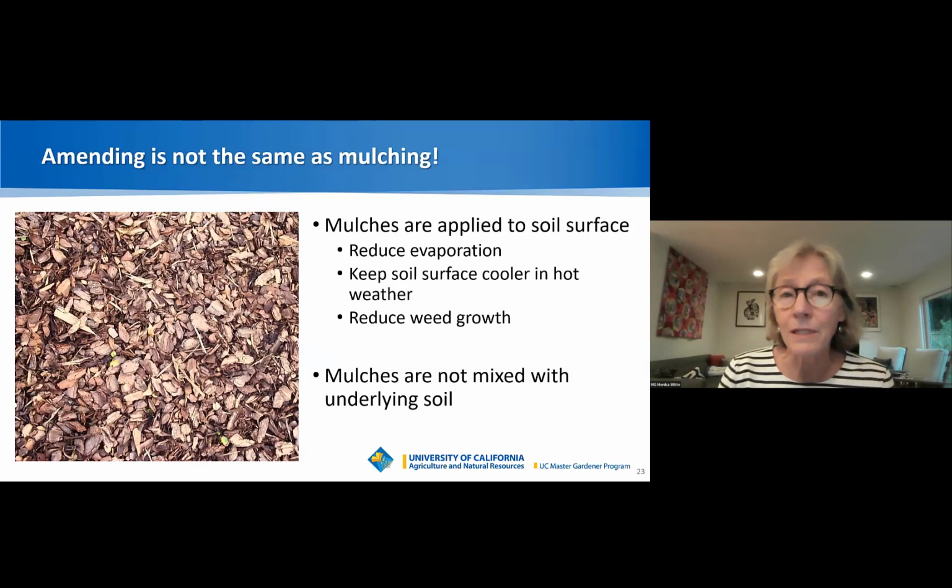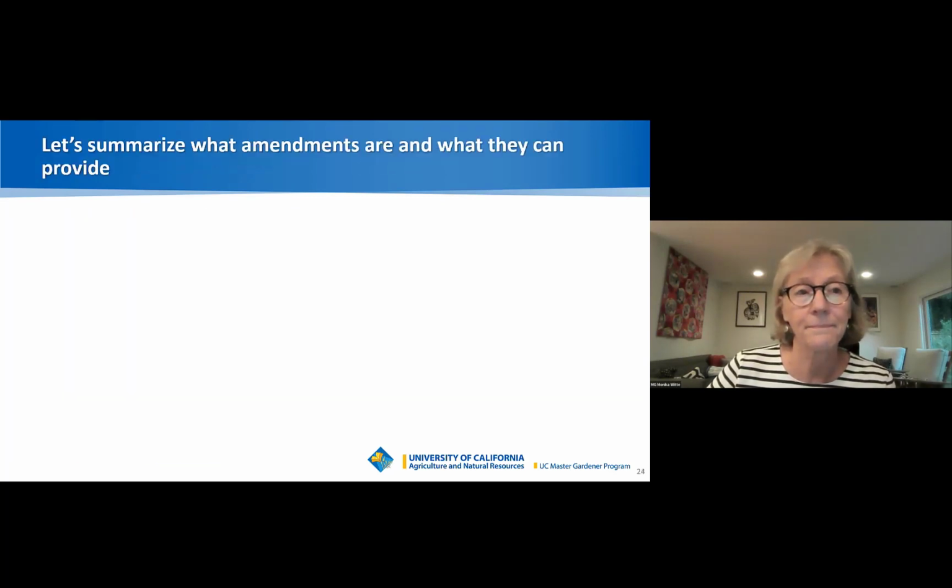Amending is not the same as mulching. Mulches are applied to the soil surface, and they can reduce evaporation and keep the soil cooler and reduce weed growth. Mulches are not mixed into the soil.